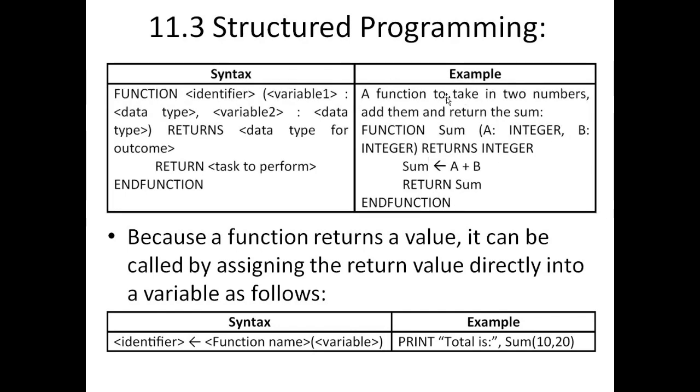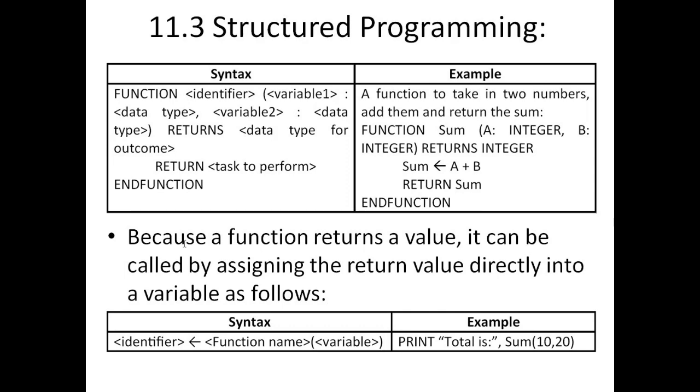Okay, so basically this is a function to take in two numbers, add them and return the sum. The function name we have chosen is sum. Then we have one integer by the name of a and the second is b, and it also returns an integer. Inside the function, what happens? We have a variable by the name of sum that adds a plus b together, saves the result, and then returns the value of sum to the main program. End function.